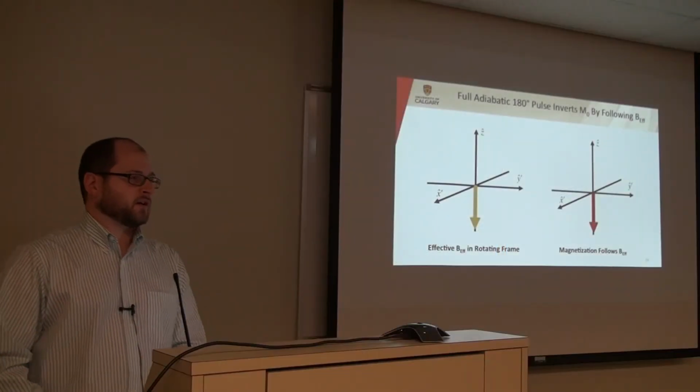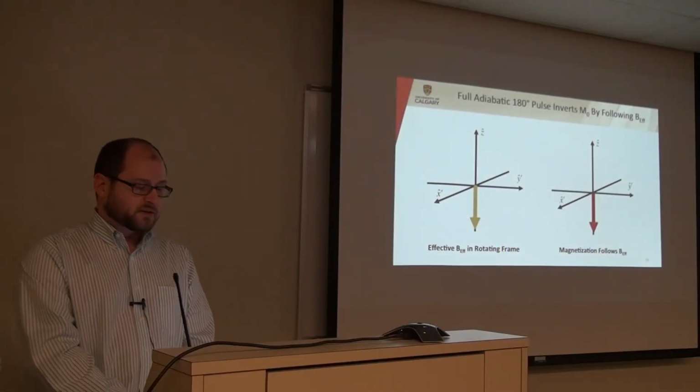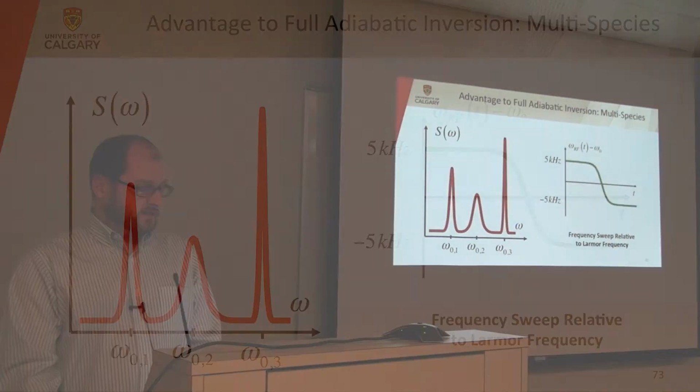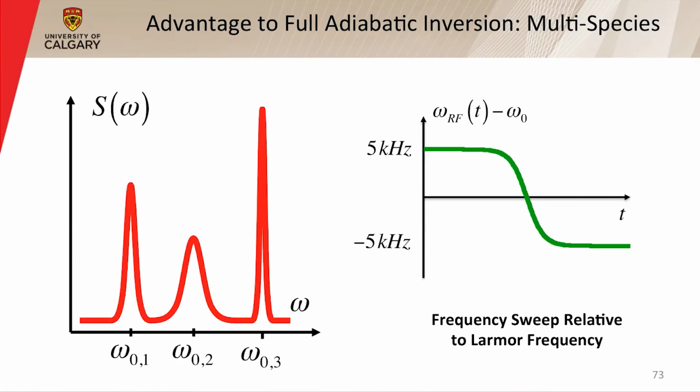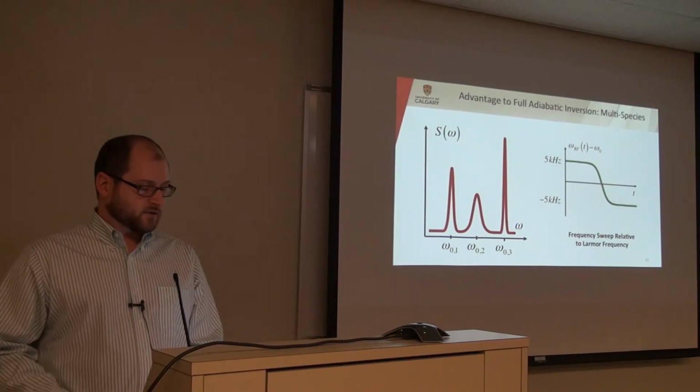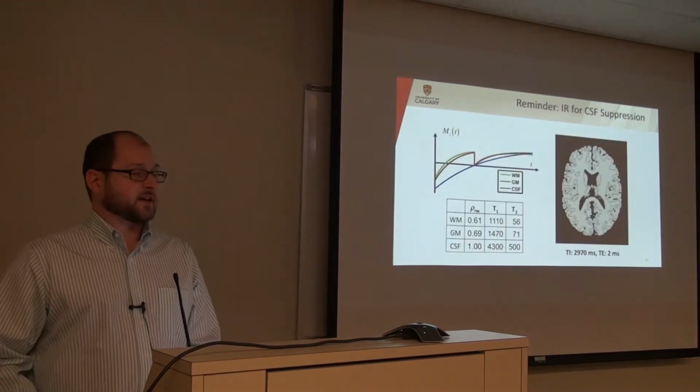Now, some of you might be thinking, well, why can't we just use a sinc pulse? Well, there are some advantages to using these adiabatic inversions. Because of this very large bandwidth sweep, we're going to be able to successfully invert multiple different chemical species that have slightly different resonant frequencies by doing it in this fashion instead of using our sinc pulse. Okay?